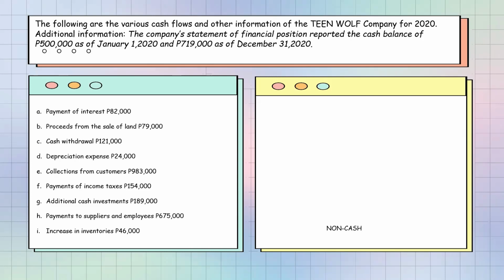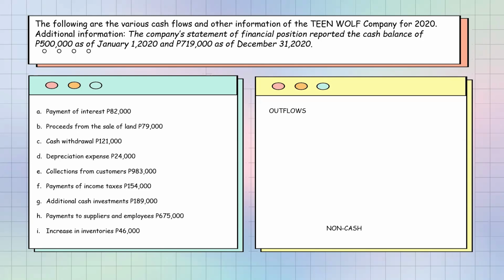So, una muna natin kailangan gawin is i-determine natin kung inflows ba siya or outflows. Kapag sinabi natin inflows, yun yung pumasok na cash sa business. And then, pag outflows, yun yung lumalabas na pera sa business. So, isa-isahin natin. Letter A, payment of interest na 82,000. Siya ay outflows, kasi nga, nagbayad tayo ng interest.